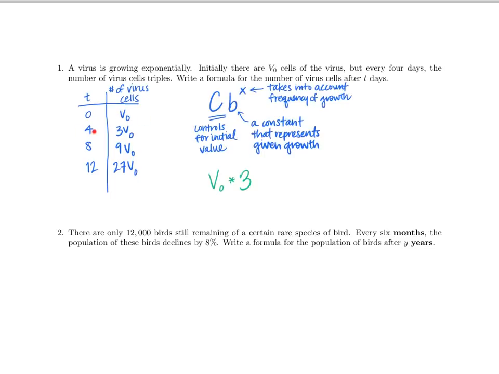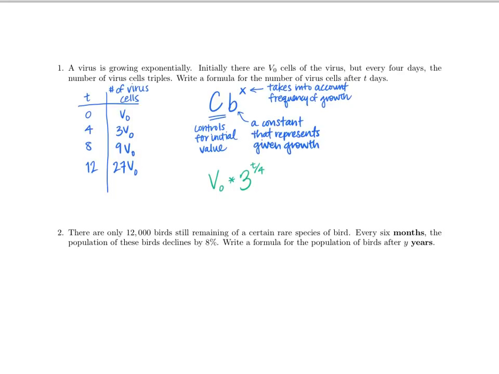When t is 4, 3 needs to be raised to the first power. When t is 8, 3 needs to be raised to the second power. When t is 12, 3 needs to be raised to the third power. By looking at that pattern, you should write down that our exponent is going to be t over 4.